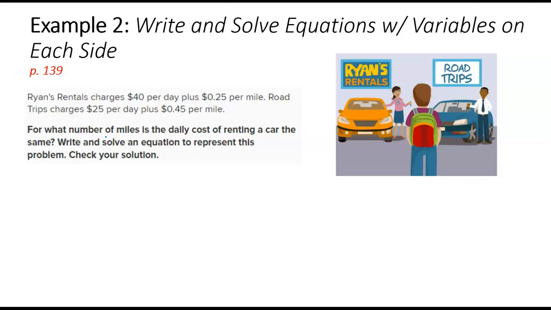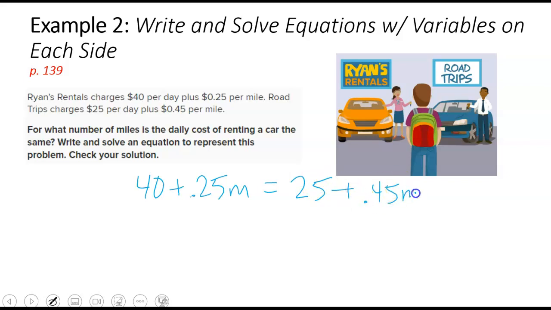So Ryan's rental charges $40 per day plus 25 cents per mile. Road trips charges $25 per day plus 45 cents per mile. For what number of miles is the daily cost the same or equal? So $40 a day plus 25 cents per mile, and I'll use m again for miles here. And road trips is 25 per day plus 45 cents for each mile.